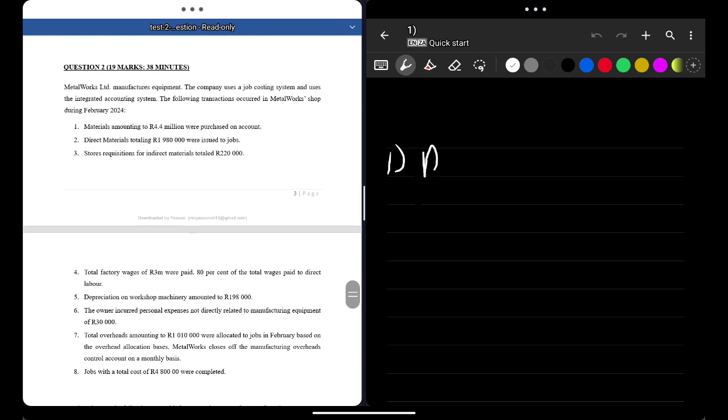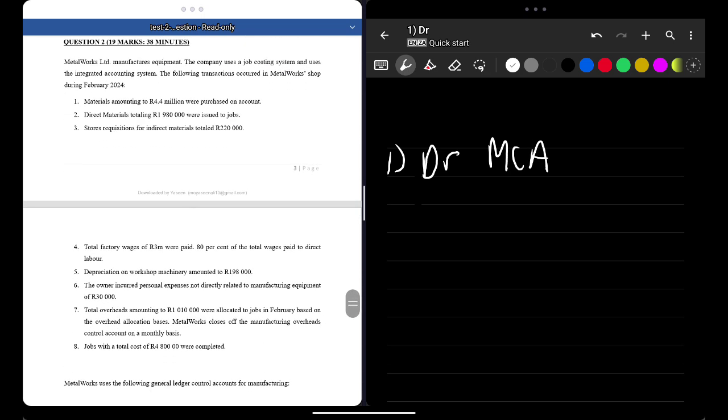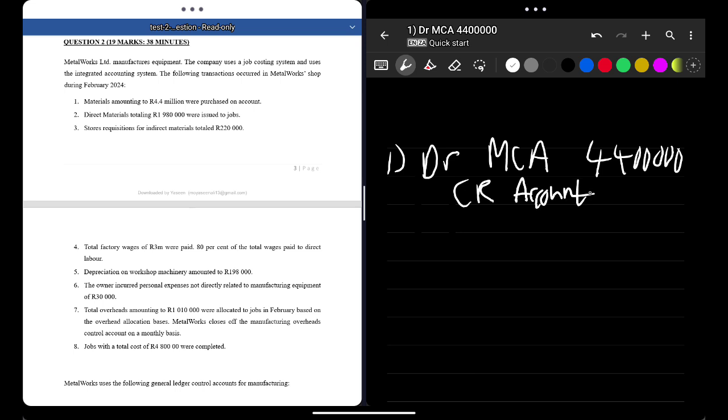Okay, so debit material. Now I'm not gonna write the whole thing here, but MCA. Let's put it because of space. How much was it? 4.4 million. And then what you're gonna credit, right? Purchase on account. So it's your payables, account payables. Just take note, anytime you purchase on account, put payables. Don't put creditors control. Account payables, right? But if you put creditors control, same thing. And now because of space, I can't put the other 4.4 million, but you know what to do.